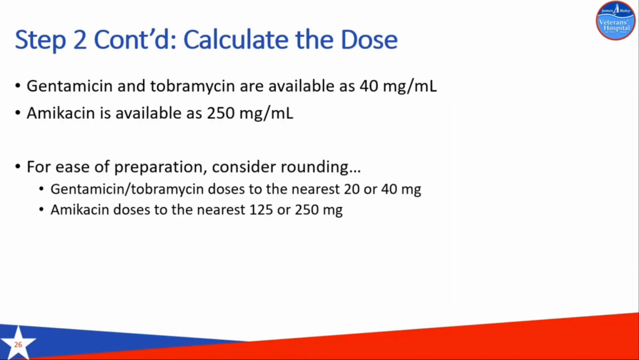Gentamicin and tobramycin are available in vials of 40 milligrams per ml, and amikacin is available as 250 milligrams per ml. So when I put in these doses, I typically like to round them to the nearest 20 or 40 milligrams, or 125 or 250 for amikacin, just to make the dosing and the preparation of the drug a little bit easier on everybody.